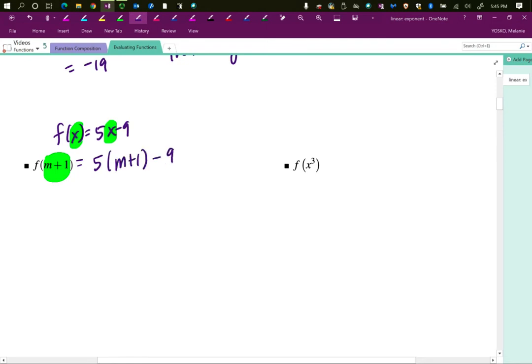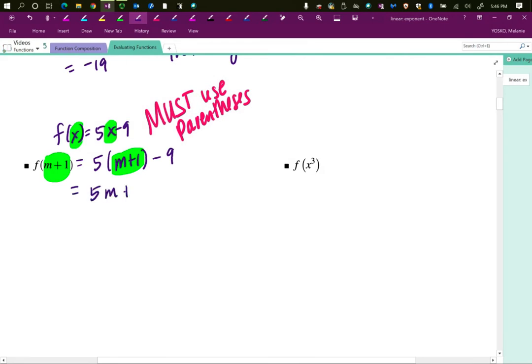It's multiplied by the whole thing. If you had written this as 5m plus 1, that is not correct, because that just says 5 is multiplied by m. We want the 5 to be multiplied by both pieces. You must use parentheses. Okay, and then if we want to clean it up, we can distribute. So 5m plus 5, because we are using the distributive property, 5 times m, and then 5 times the positive 1. So 5m plus 5 minus 9, we get 5m minus 4.